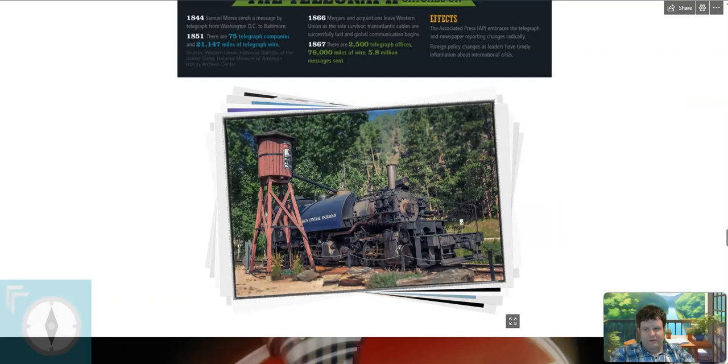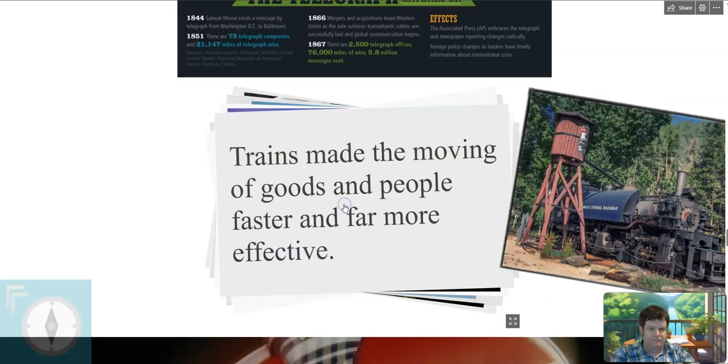Trains, obviously, we've talked about them before, moving goods and equipment and people as well. The West, for example, wasn't heavily settled until after it became easier to buy a train ticket. Train tickets are cheaper than buying a wagon and all the accoutrement.